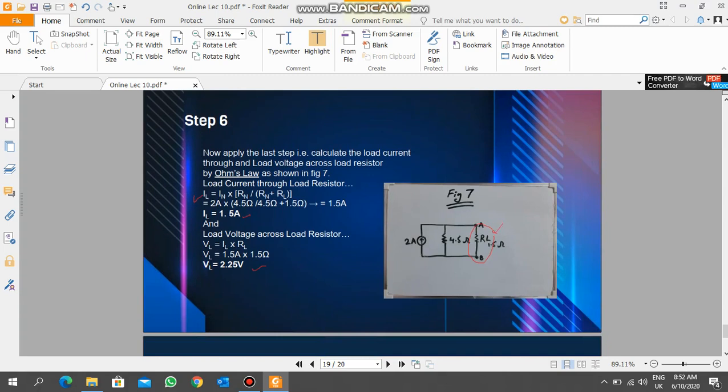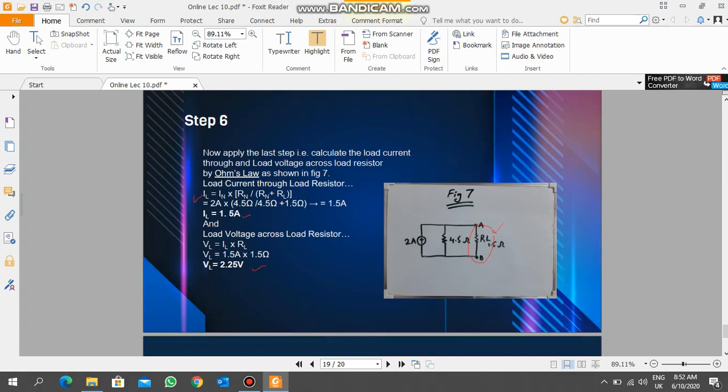Now the final step, now apply the last step, calculate the load current. You remember we had a load resistance in the first step. So we will put that load resistance in this circuit again, that is 1.5 ohm, and we will find the load current through the load resistor. How will we find the load current? That is with this formula, In into Rn divided by Rn plus RL. What is the In value? We calculated in our previous step, that is 2 ampere.